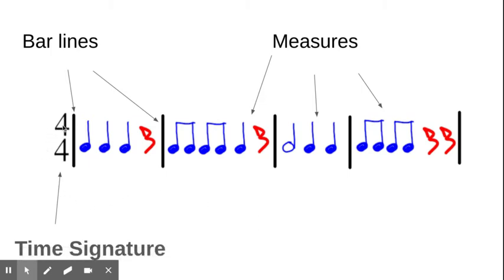This particular one says 4 counts per measure, and the quarter note gets 1 count. Sometimes I use the word counts instead of beats. I'll phrase it the other way: 4 beats per measure, and the quarter note gets 1 beat. So those 4 beats would happen right here. Even though that's a quarter rest, it still gets a beat. So boom, boom, boom, boom.